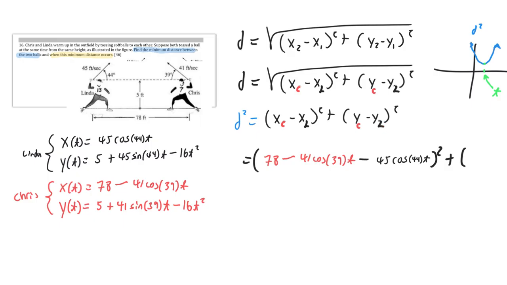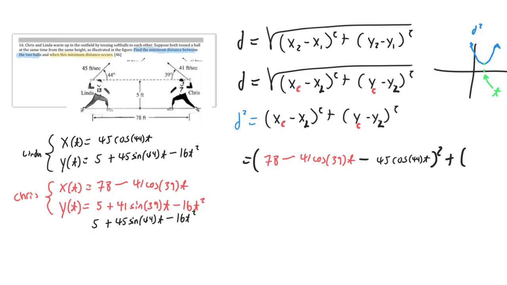Now, let's be very clear. The y associated with Linda is this part here. Now, if you were to subtract the black from the red, because this is the y associated with Chris, hopefully you see that the fives would cancel out and the 16t squares would cancel out. So it would really just be this red thing minus this red thing. So let's only do that.